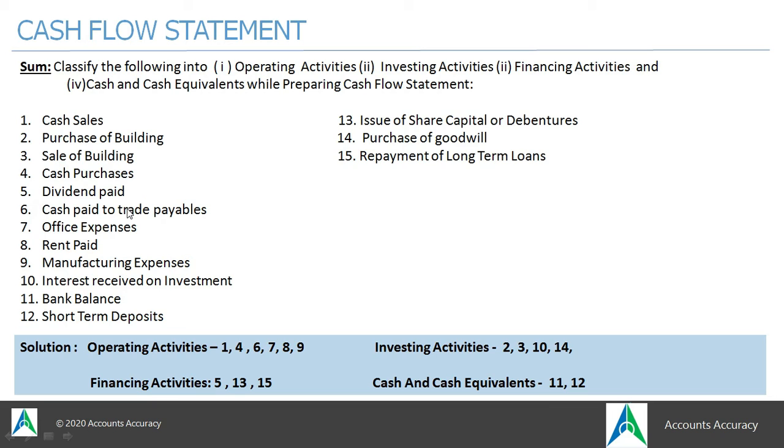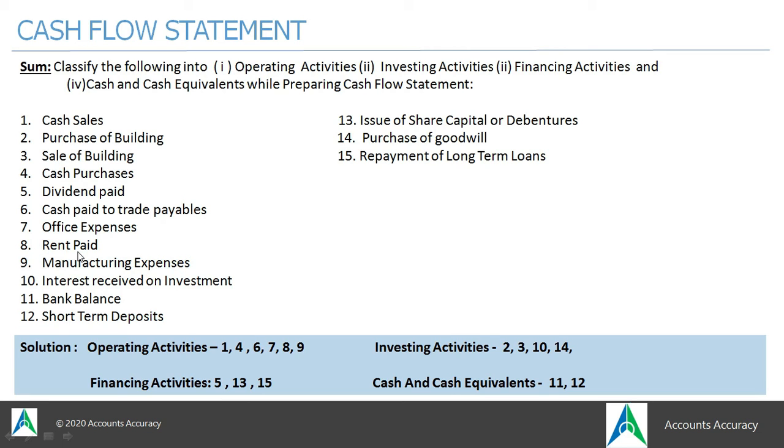Next is your dividend paid. When dividend is paid, that means these all are related to shares and debentures, and the word paid says that it's going out, so it will come under financing activity. Next is your cash paid to trade payables. Again, cash paid to trade payables will be operating activity because it is done on trading of the business. Next is your office expenses. Office expenses are also related to operating activity because those expenses are incurred on operation of the company.